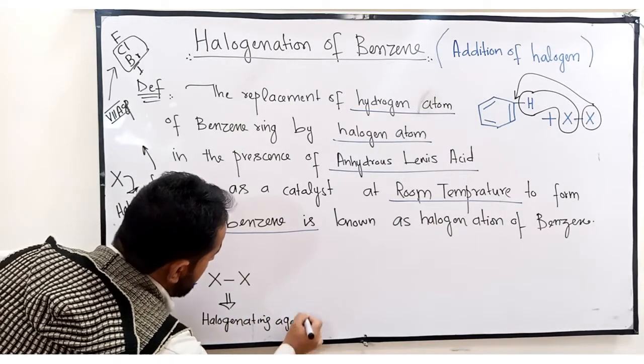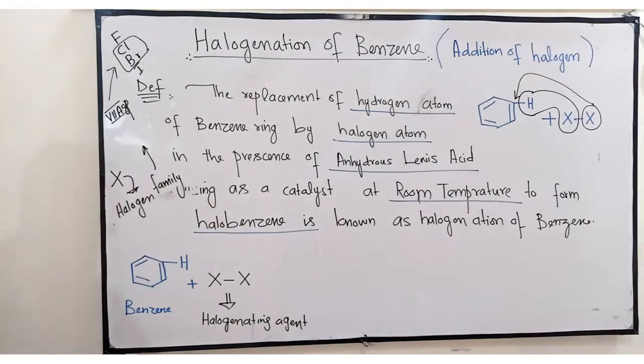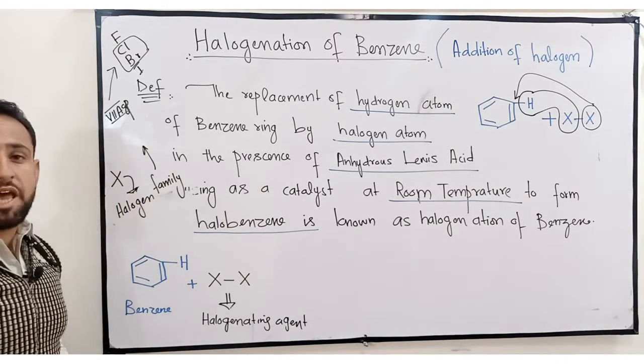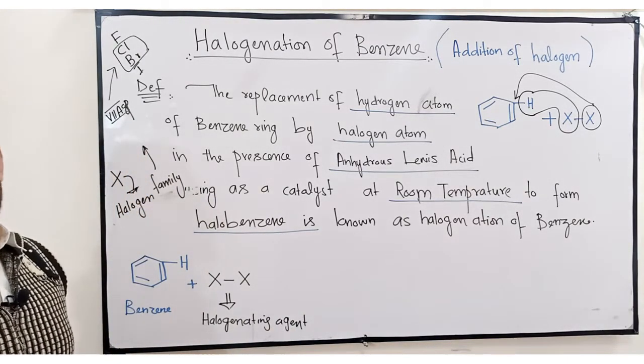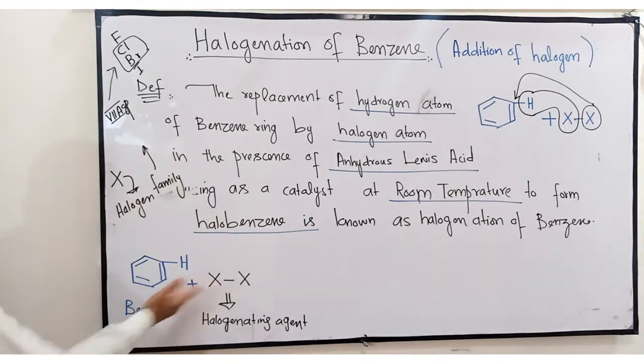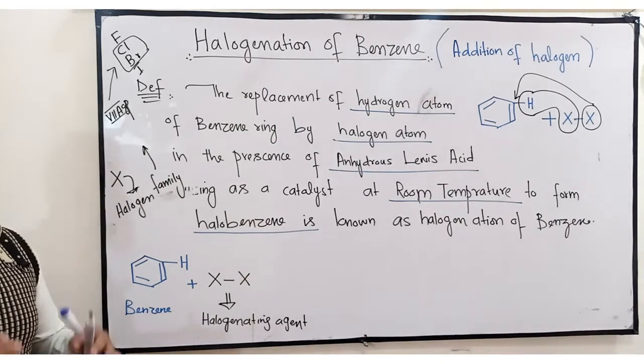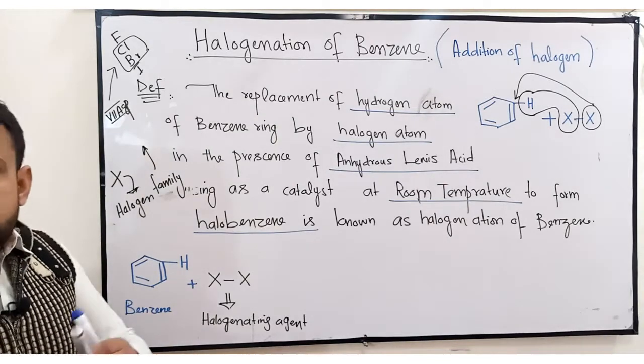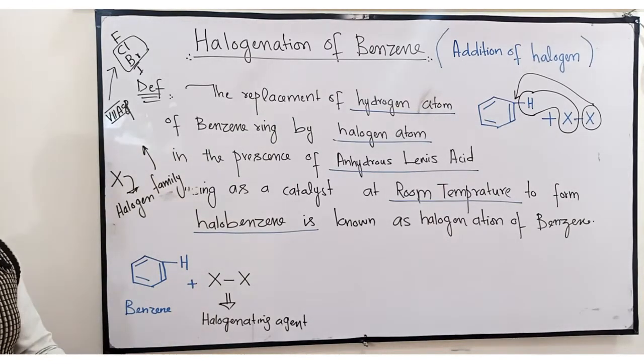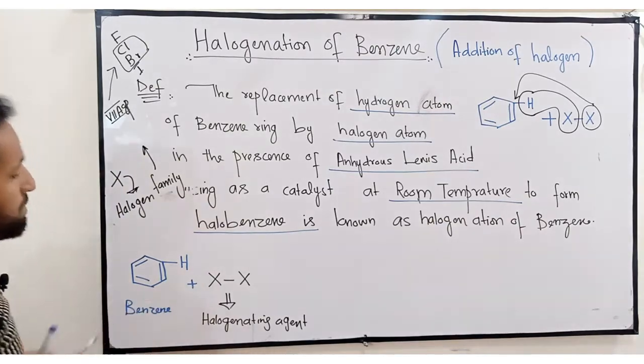Now what does halogenating agent mean? A halogenating agent means the agent which provides the X atom. Understand? So here we are taking specially halogen molecules, that is X2, suppose Cl2, Br2, I2. These are called halogenating agents, which are our halogen molecules.